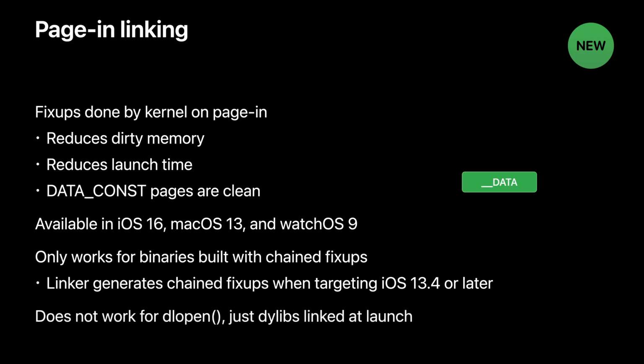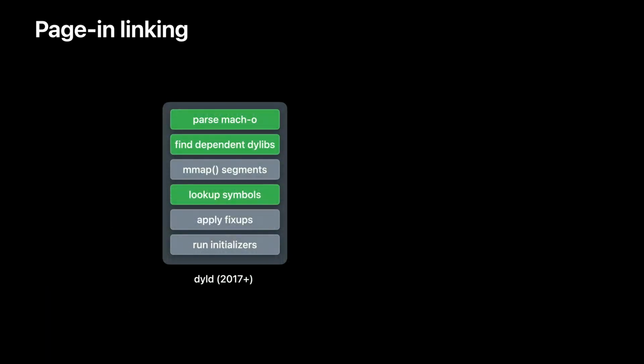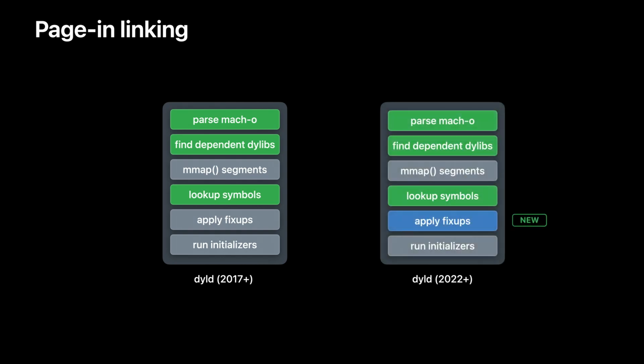One caveat is that dyld only uses this mechanism during launch. Any dylibs dlopened later do not get page-in linking. In that case, dyld takes the traditional path and applies the fixups during the dlopen call. With that in mind, let's go back to the dyld workflow diagram. For 5 years now, dyld has been optimizing the steps in green by caching that work on first launch and reusing it on later launches. Now, dyld can optimize the apply fixups step by not actually doing the fixups and letting the kernel do them lazily on page-in.